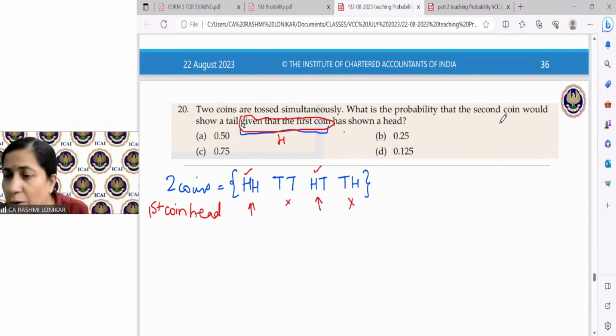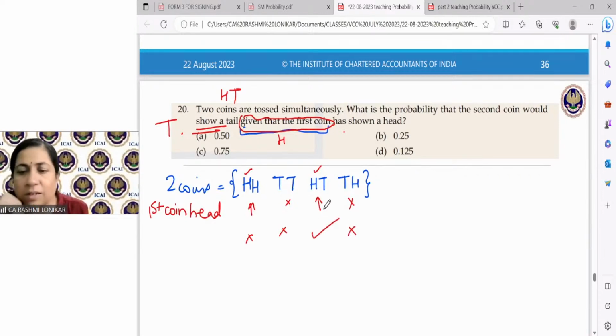What is the probability that the second coin would show a tail? They want a tail second. What does this mean? They want a head and then they want a tail. What is happening here? They both are heads. This is not the case. This is already not the case. So this is the correct answer.